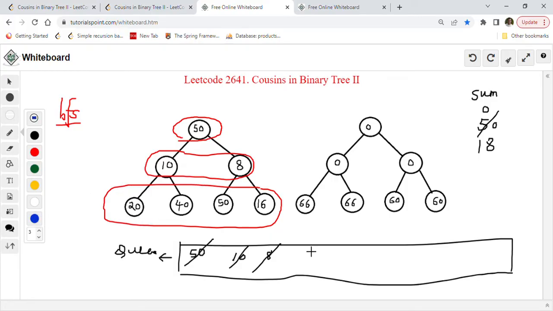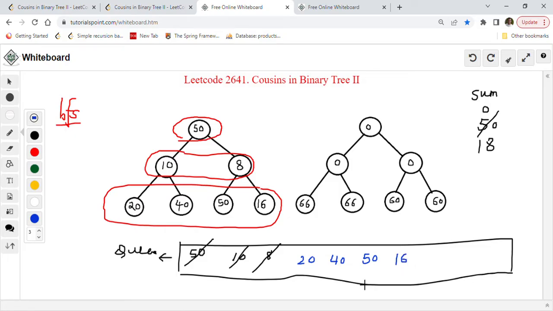So 20, 40 are the left and right child of 10. So you will add 20 here. You will add 40 here. After that, you will add 50 here, which is left child of 8. And you will add 16 here, which is right child of 8. So far you understood, right?